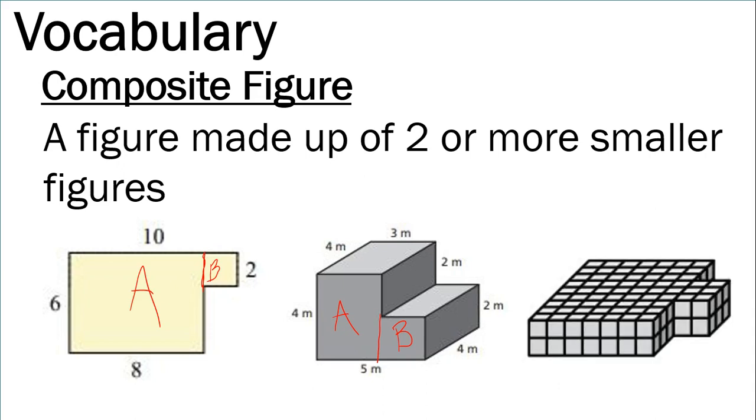Finally, here's one more composite figure. This was made up of unit cubes. This is the type of composite figure we'll be working with today. Here you can see that if we draw a line in red here and down, we have two rectangular prisms made up of unit cubes. This one on the left is rectangular prism A, and this one on the right is rectangular prism B. We can find the volume of each of these rectangular prisms and then add them together.